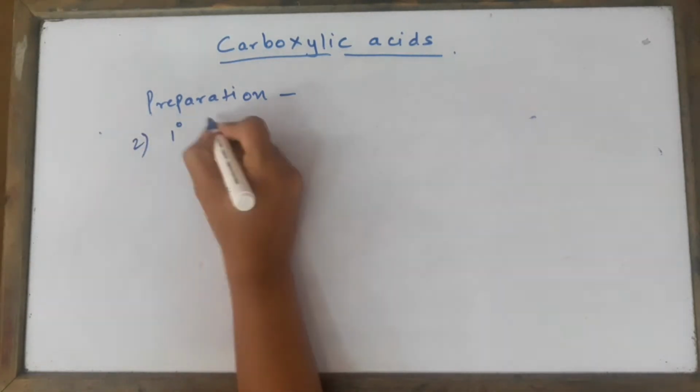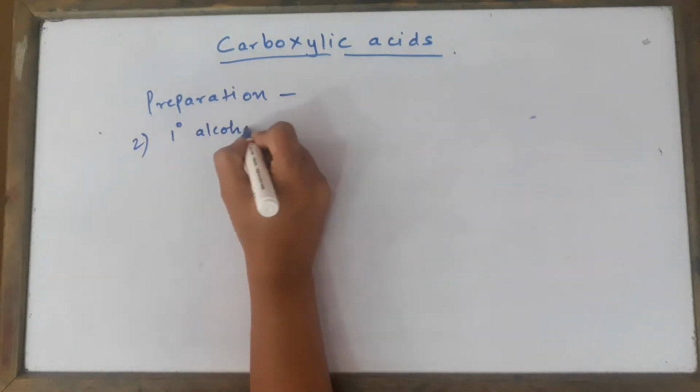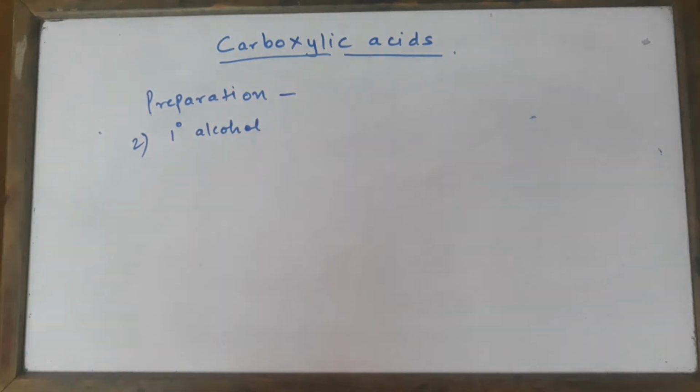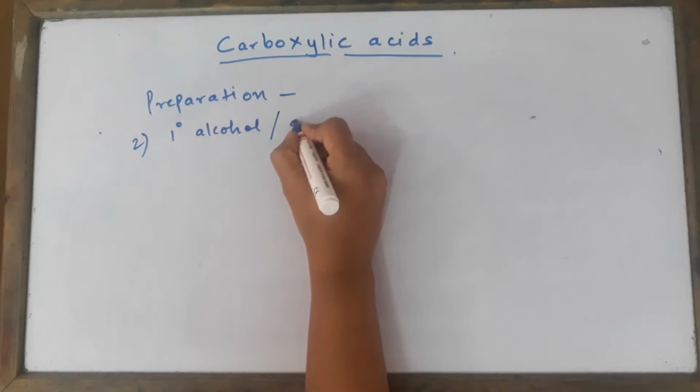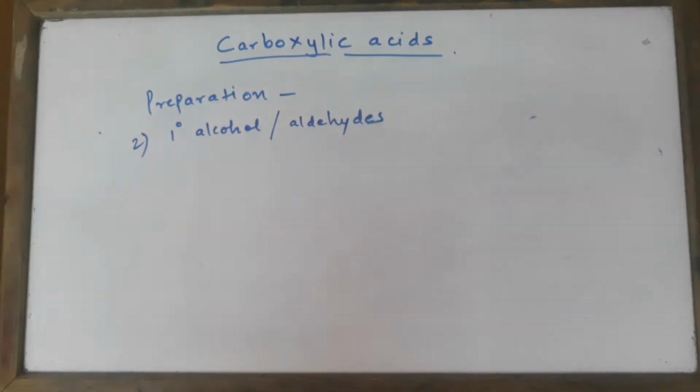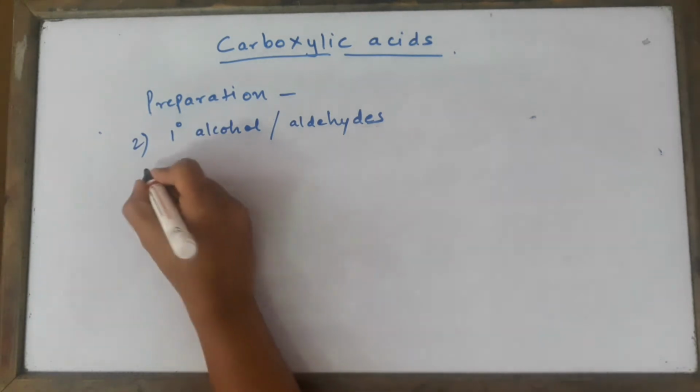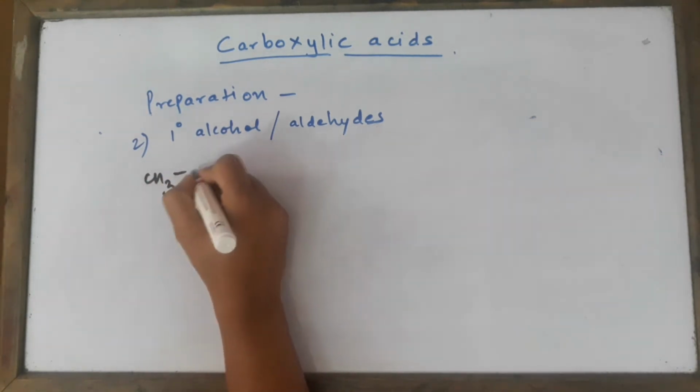The second method is again the simple one. We have already discussed this in our previous chapter, alcohols. So we are going to synthesize carboxylic acids from primary alcohols or aldehydes. Look at this. Here we are already aware of this fact that primary alcohols... let's take a fantastic example first.